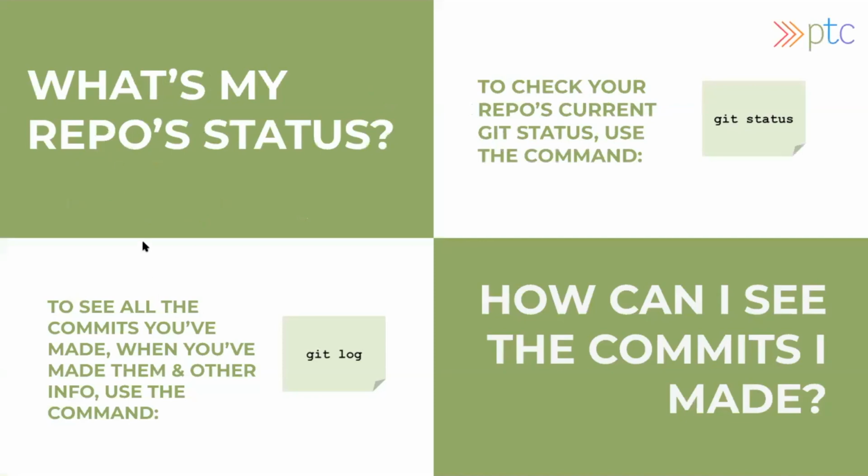To check the repo status, type the command git status to see the status of your files, and then type git log if you want to see all of your past commits and when they were committed.